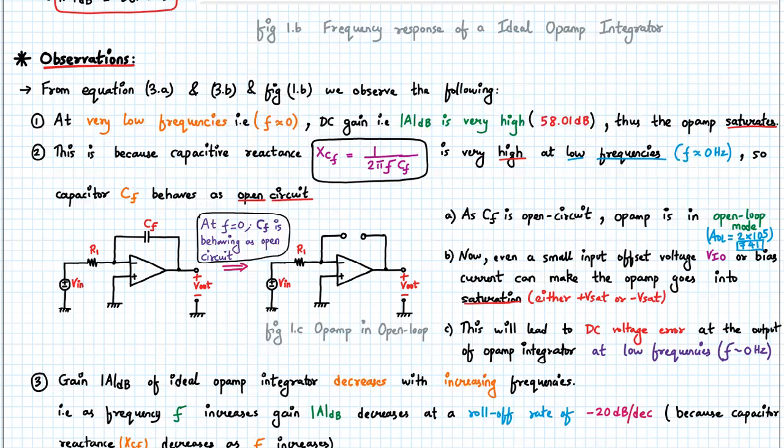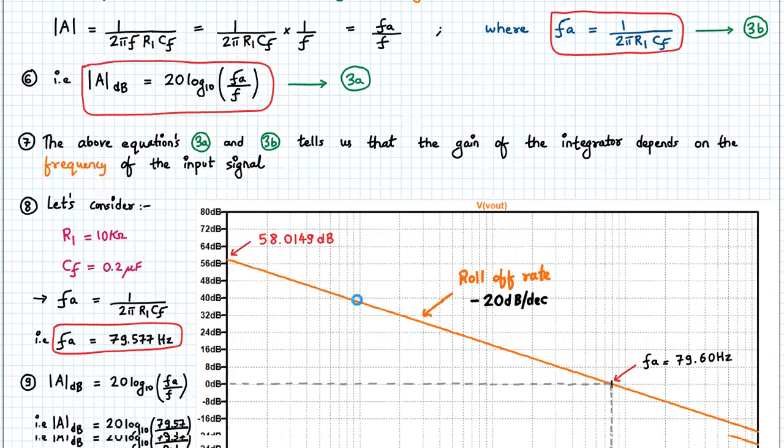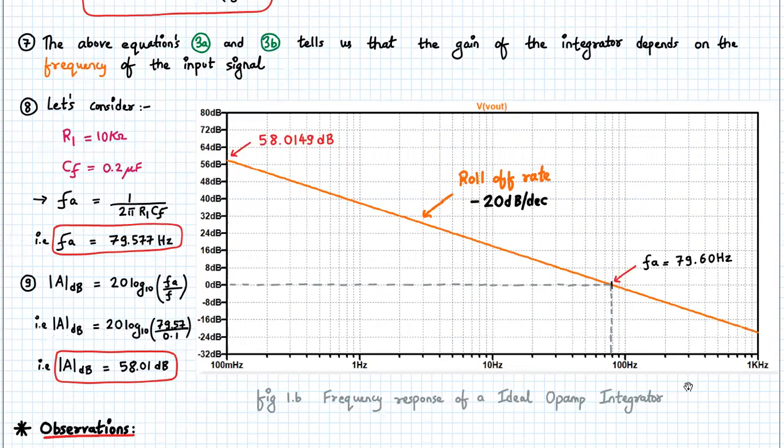Okay, so this second point is extremely important. It says that at f equal to 0, the op-amp is working in the open loop and it is not working as an integrator. Okay, now the third point is that the gain, that is A in dB, of an ideal op-amp integrator decreases with increase in frequency. That is very obvious from this graph, the gain decreases with increase in frequency.